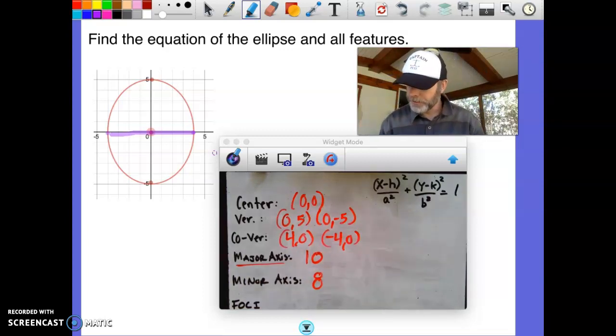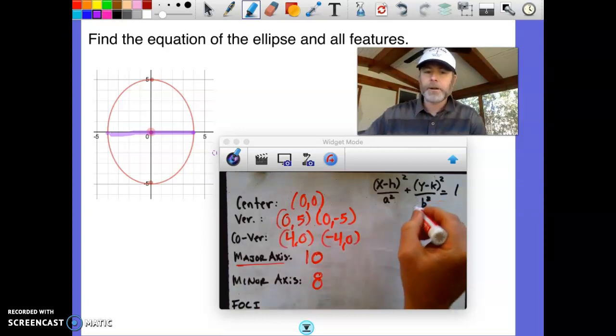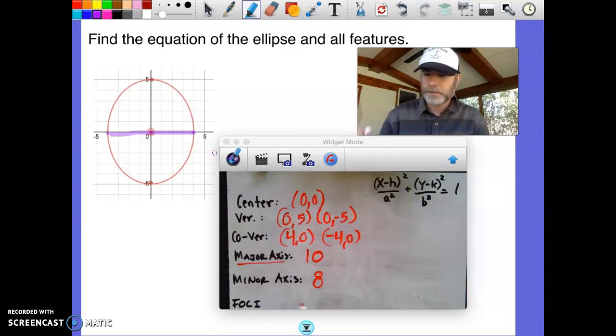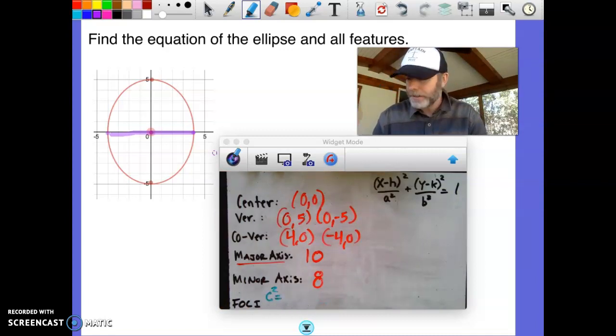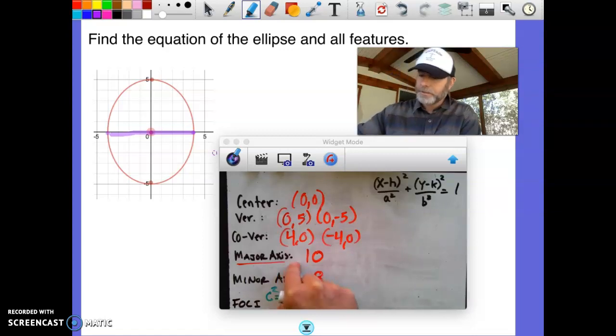Okay, so we have almost all our information. The only information we don't have is our foci. Now, we don't need our foci for the equation, but if it asks you to find the foci, I'll run you through the process here. The foci is c squared equals, this is what we did last lesson, a squared minus b squared. And a and b are the length from the center to the vertex, and the length from the center to the co-vertex. So basically, our major axis, our a value is half of this. So our a value is 5, our b value is 4.